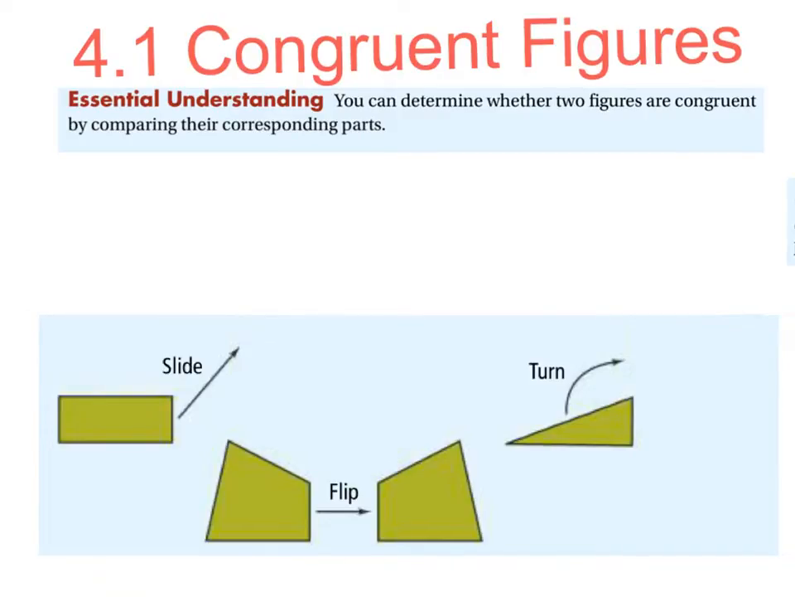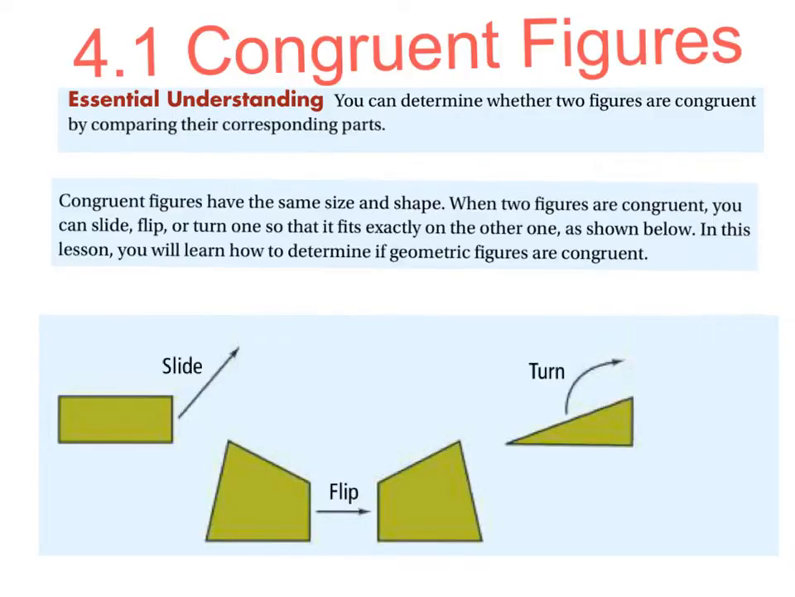And the essential learning for this section is that we can determine whether two figures are congruent by just comparing corresponding parts. Corresponding parts would be corresponding angles and corresponding sides. So congruent figures have the same size and shape. They're exactly the same size and shape, but their orientation can be different.